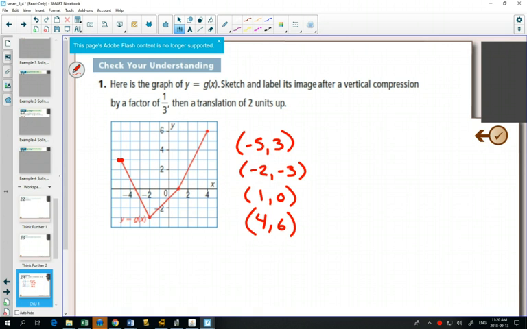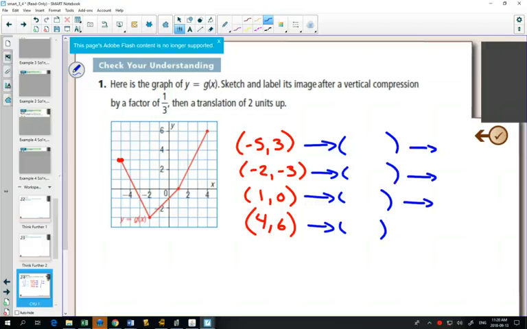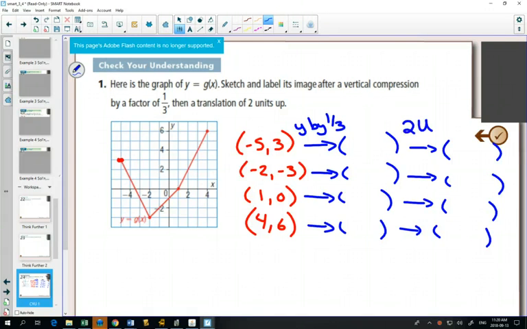And since we are supposed to do a vertical compression and then a vertical translation, when we're showing our work this way, we're going to need to do 2 sets of arrows. Our first set of arrows is all of our stretches and compressions, and we only have the one stretch and compression. We have to multiply our y value by 1/3. And we only have one translation. We need to go up.